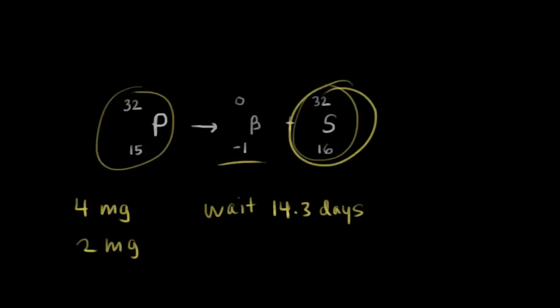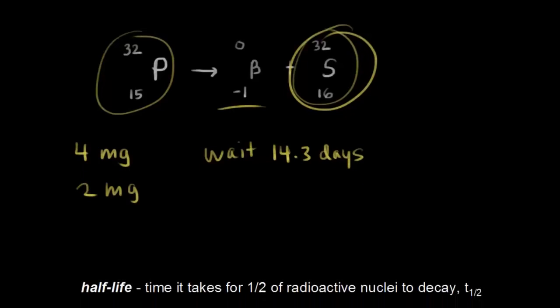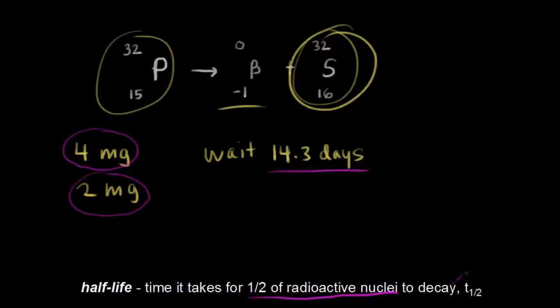And this is the idea of half-life. So let's look at the definition for half-life here. It's the time it takes for 1/2 of your radioactive nuclei to decay. So if we start with 4 milligrams, and we lose half of that, then we're left with 2 milligrams. And it took 14.3 days for this to happen. So 14.3 days is the half-life of phosphorus 32. And this is the symbol for half-life. So 14.3 days is the half-life for phosphorus 32.